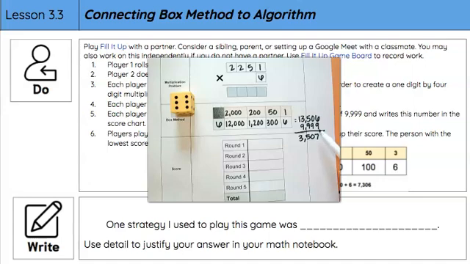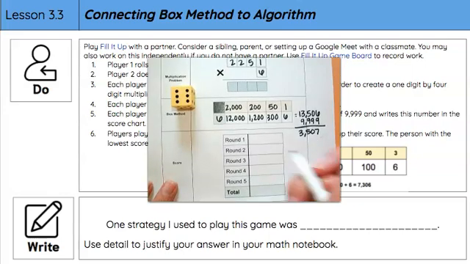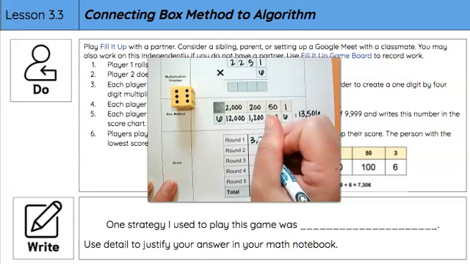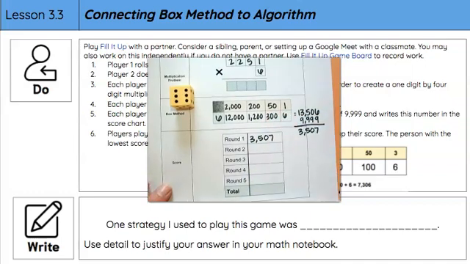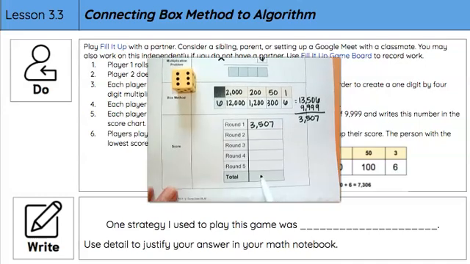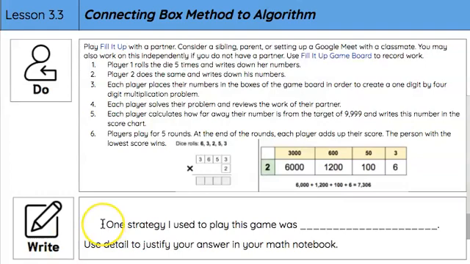I could check my work because I could round 9,999 to just 10,000. And then I could quickly just solve that to show that this number is accurate. Remember, estimation is a good way to check your work. Okay, so for round 1, I was 3,507 away from my target number. After 5 rounds, I'm going to add them all up, and the person with the lowest score wins. So you want to try to get as close to that number every single time because you want the lowest score. Then you'll complete the writing section of your learning plan.